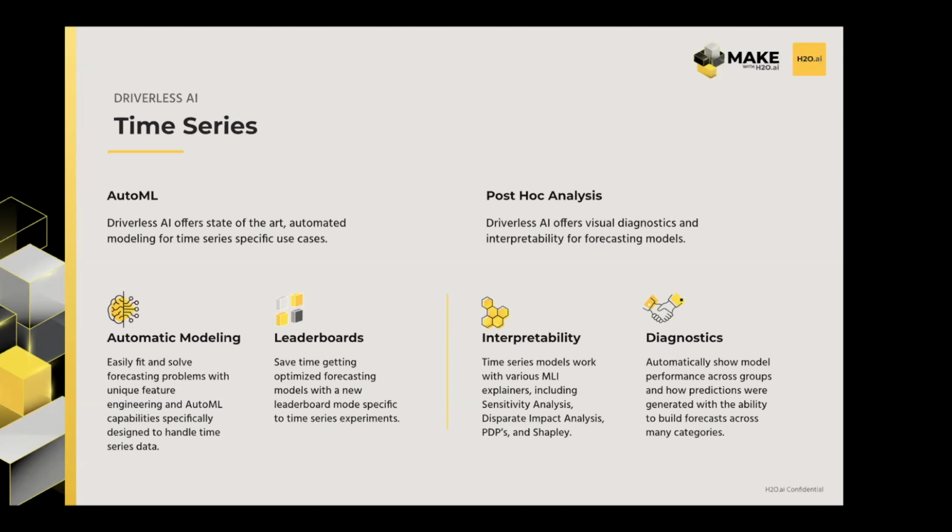The other thing that Driverless AI offers is automatic post hoc analysis. It offers visual diagnostics and interpretability for forecasting models. When you build a time series model, you're often going to get a metric of how well it performed. So on average, I was off by maybe 3 product units or $5. But it's also important to understand how the model is generating insights. So what is driving the predictions?